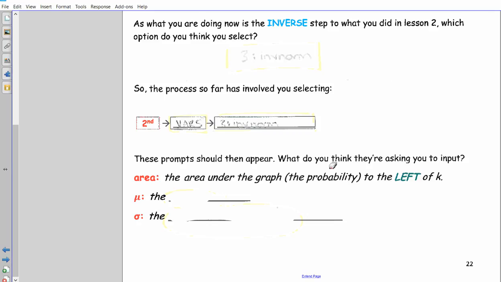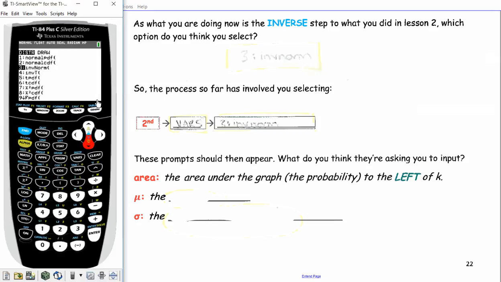These prompts should then appear. So we'll show you, let's demonstrate. When you go back to the beginning, go second, vars, inverse norm. You can just go straight to selecting the third option that operates it.